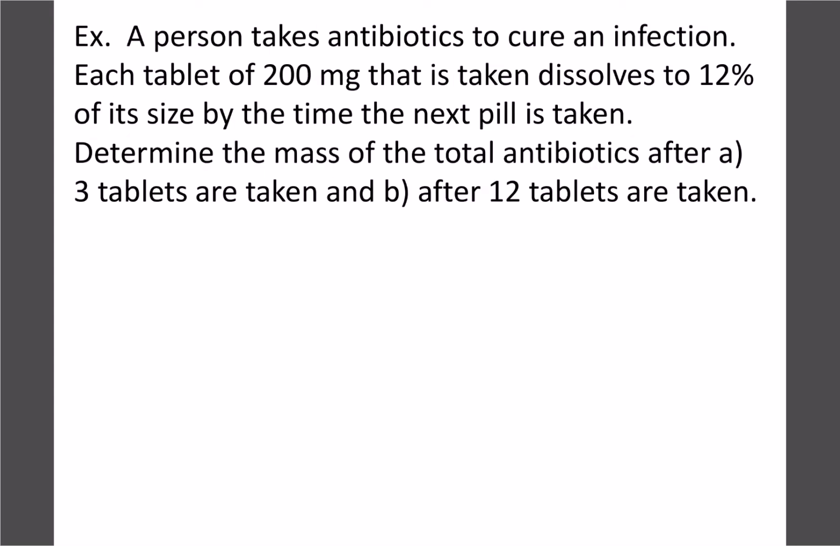And let's do one more question. This one's a word problem. It's saying we have antibiotics. It says you start at 200 milligrams and you dissolve 12% of its size by the time you take the next pill. Same sort of question, but what we're looking for is the total sum. So we have a T1 of 200. Our R, it says we drop down to 12%, so it'd be 0.12.